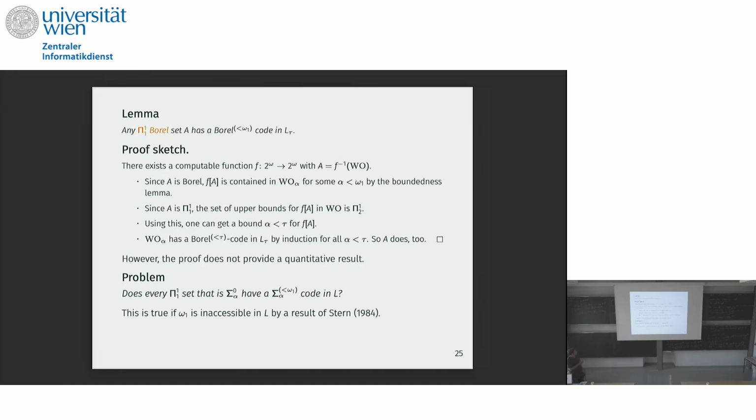So now the question maybe is better. Well, a pi1 Borel set does have a Borel alpha code in L for some countable alpha. So the alpha is countable in V, but not in L. It's a proof sketch, but I'll just say what's the idea.